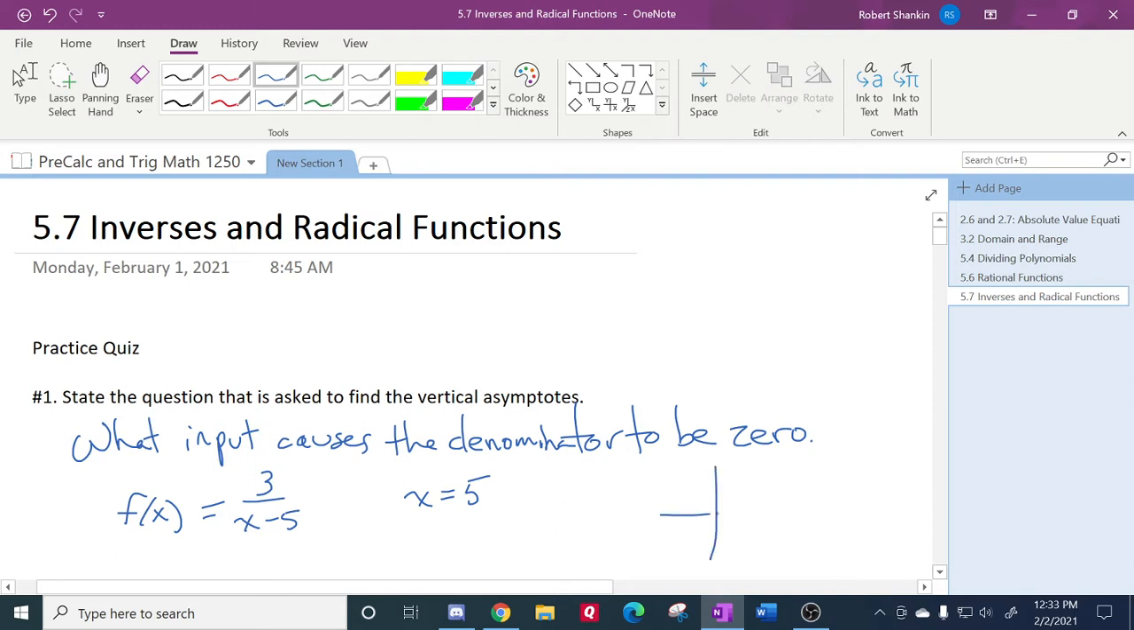If we were graphing it over at 5, we would put a vertical dotted line. The graph is going to do something like this. Around it, it goes up super high or super low. Never touches the vertical asymptote.